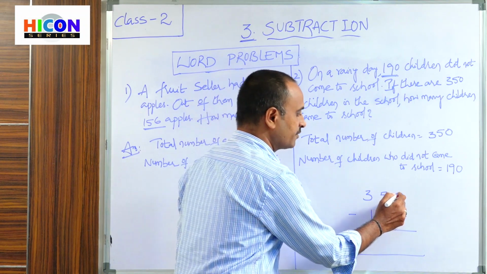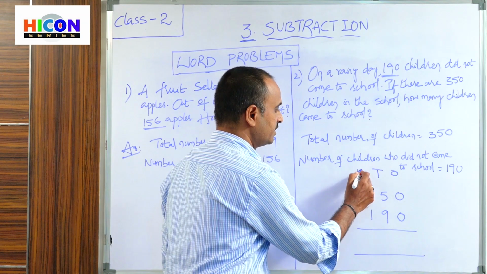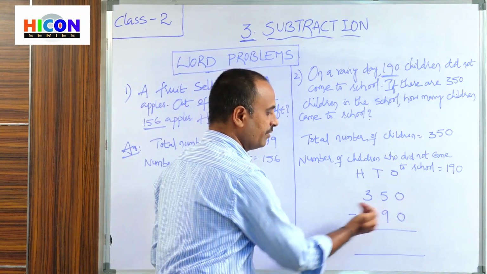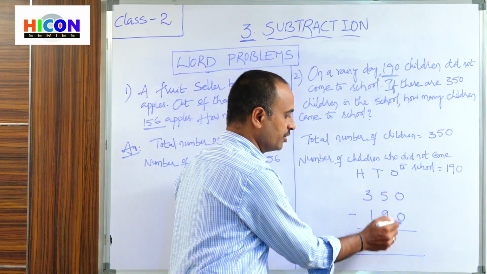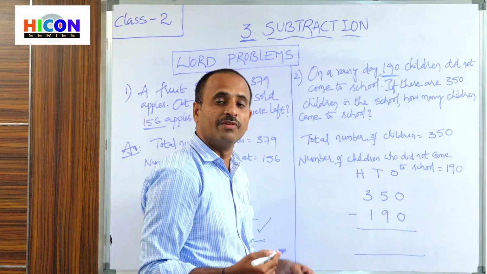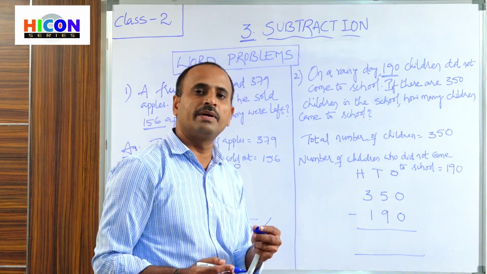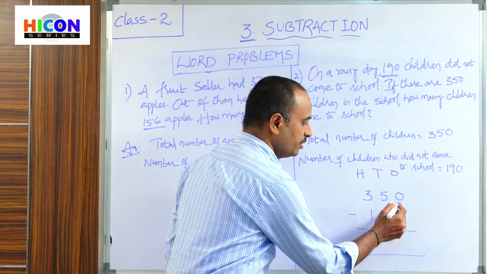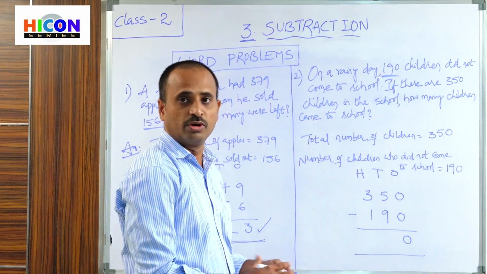So write the places first. So this is 1's place, and this is 10's place, and this is 100's place. So let us start subtraction from the 1's place. So what are the digits present in the 1's place? Zeros are present in the 1's place. So if we subtract 0 from 0, again we will get 0. According to subtraction facts, if any number is subtracted from itself, again we will get 0. So 0 minus 0, that is 0. Now go to 10's place.